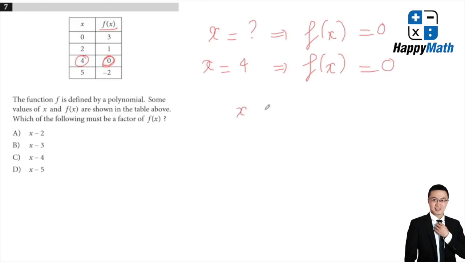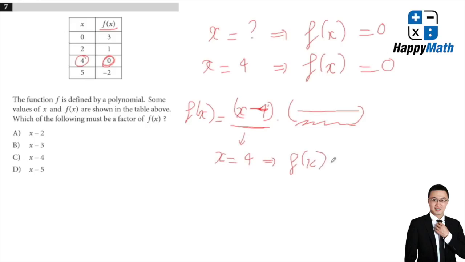So x minus 4 will be one solution of f(x) equal to 0. When f(x) is factorized, one of the factors has to be x minus 4, and the second we don't care about, because this bracket makes x equal to 4 give f(x) equal to 0. That's for the column here, and of course the final answer is C.